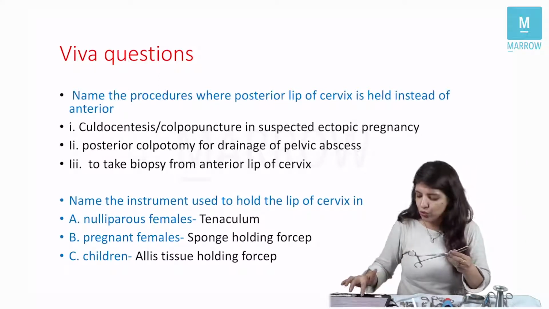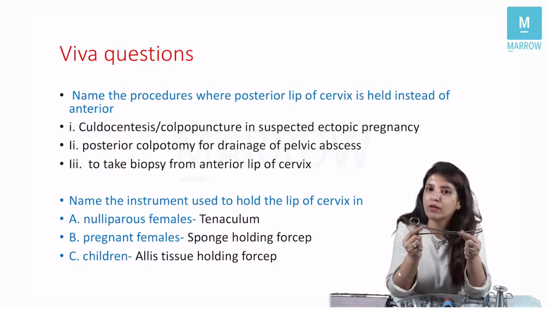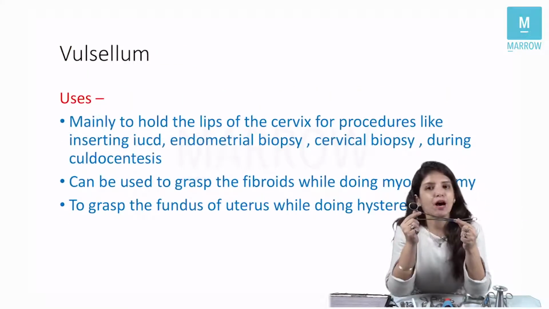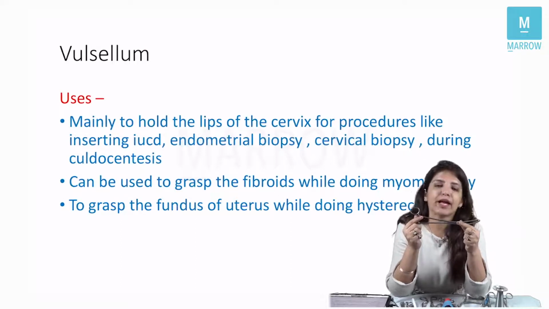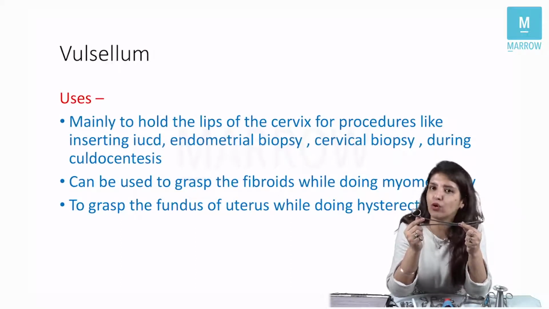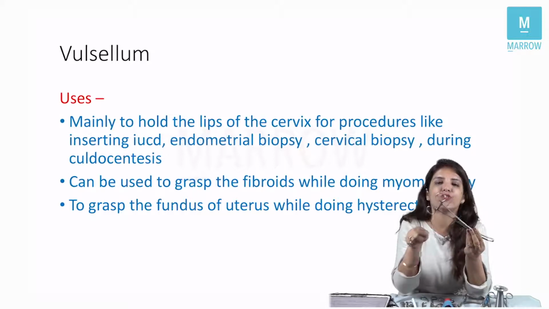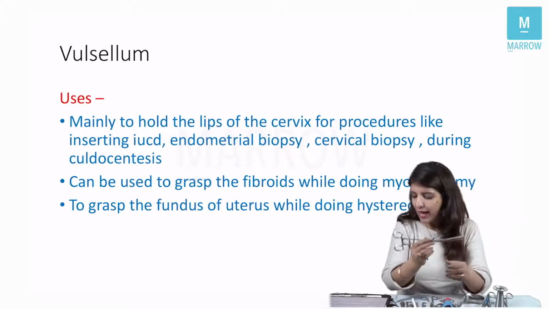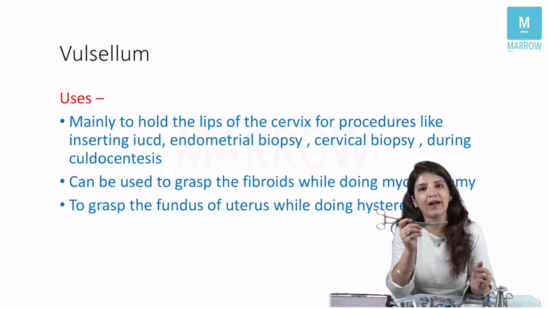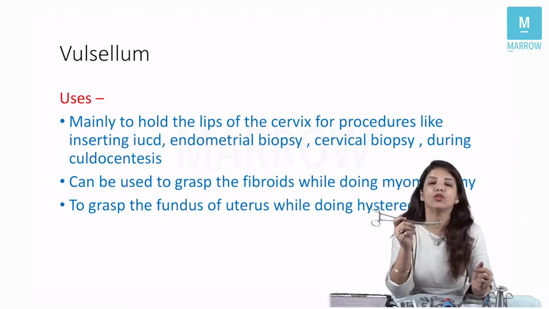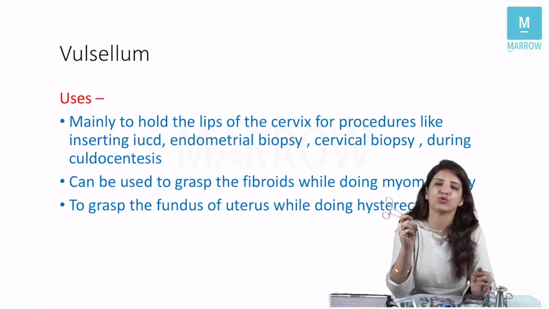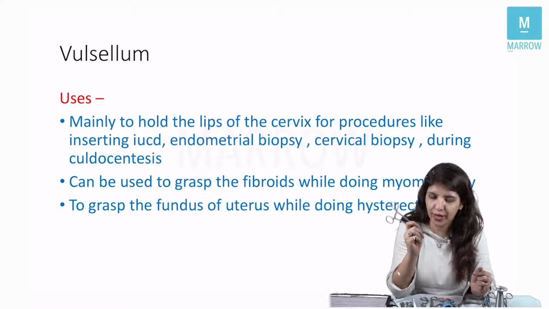So as I told you, one use of the volsellum is to hold the lips of the cervix, and that's the main use. Apart from that, the volsellum can be used to hold the fundus of the uterus and to manipulate the fundus of the uterus while you are doing abdominal hysterectomy, and it can be used to grasp the fibroids while you are doing myomectomy, right? So they are the other uses of the volsellum, right?